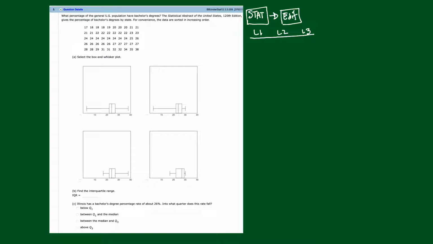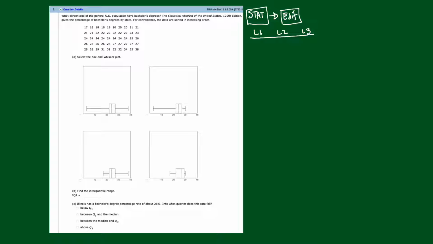Now you may have data already in this list from some other problem. So you want to clear that data. So run your cursor over to List 1. Get your cursor in List 1. Use the up arrow to get it all the way to the top so that the L1 is highlighted. Press Clear on the right column of your calculator. Press Clear and then Enter. When you do that, all the data is cleared out. So you should see L1 and then an empty column.